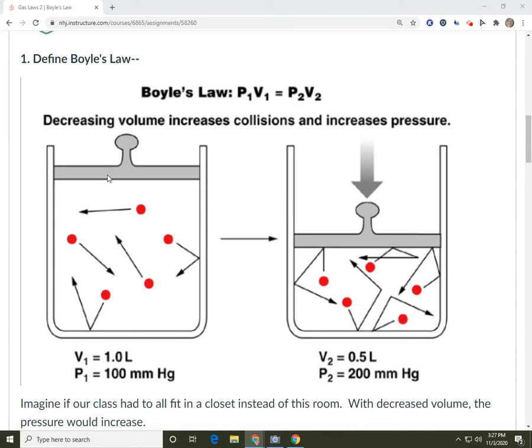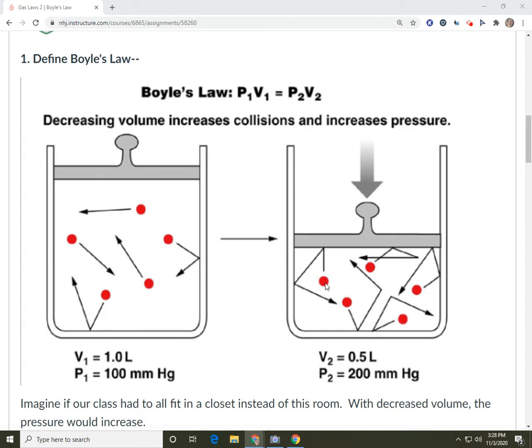So it kind of makes sense. If we have a lot of extra space, the atoms, the molecules are not running into each other as much. There's not as much pressure. If we decrease the volume, we don't have as much space, and so the atoms and molecules are running into each other at a greater incidence. There's more pressure. Kind of like, imagine if our class had to all fit in a closet instead of this room. It'd be a lot of pressure. We would be in each other's space. It would be uncomfortable. It's the same idea with atoms. They're running into each other.